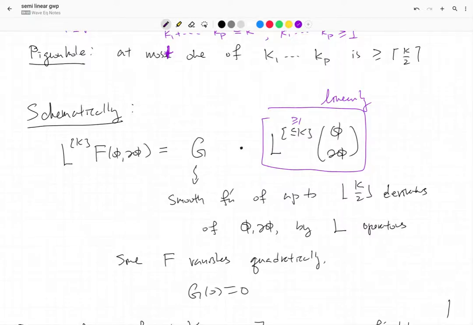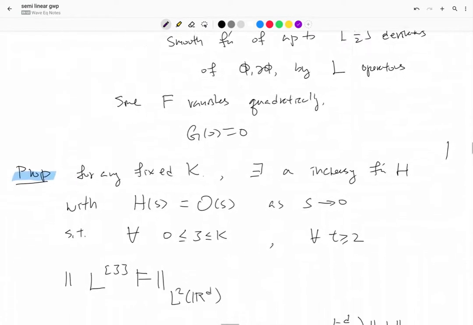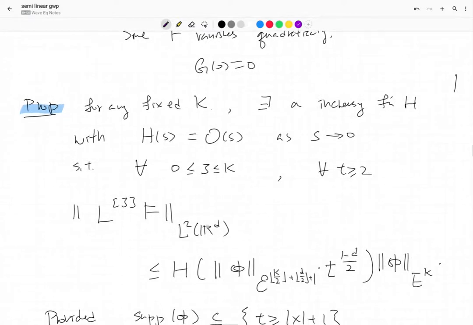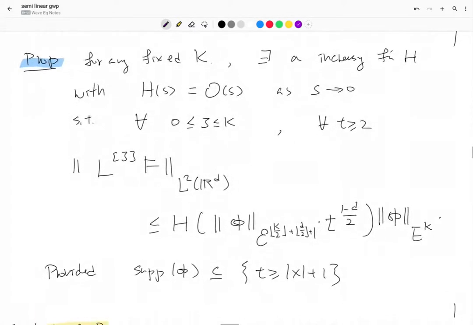Hi, welcome back. So we're going to now continue what we're discussing, and we're going to try to perform the L2 estimates on the derivatives of nonlinearity using the LK operators. So here's a proposition of what we are able to accomplish.